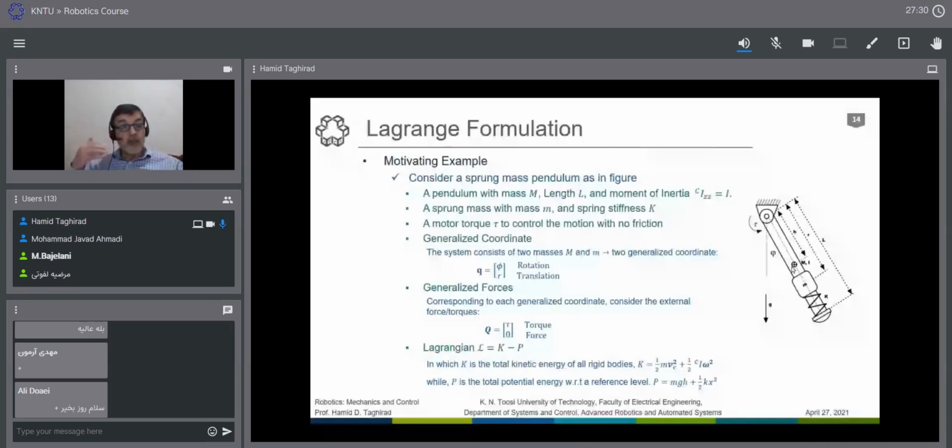The generalized forces are the external forces acting on the system except the gravity. We consider the gravity separately, except any spring or elastic deformation that we have. We consider that also separately. We have also here, as you see, gravity and spring.